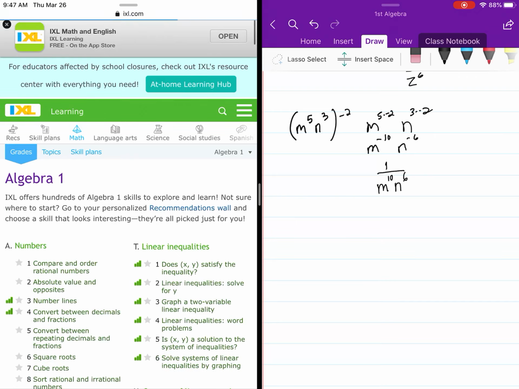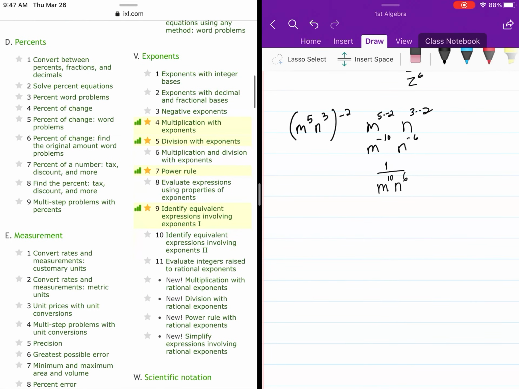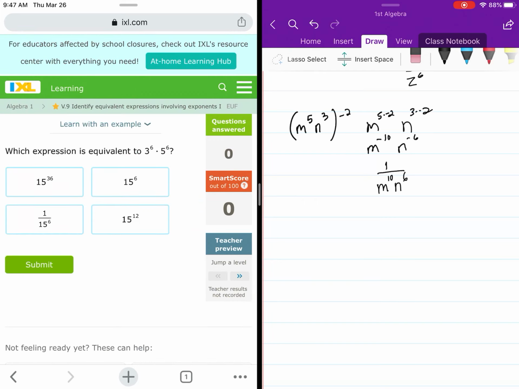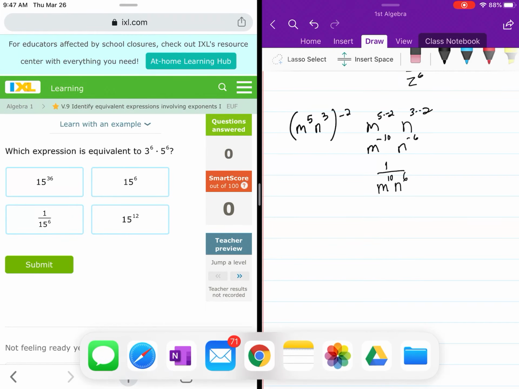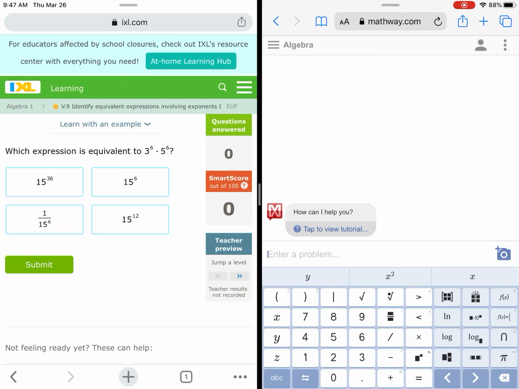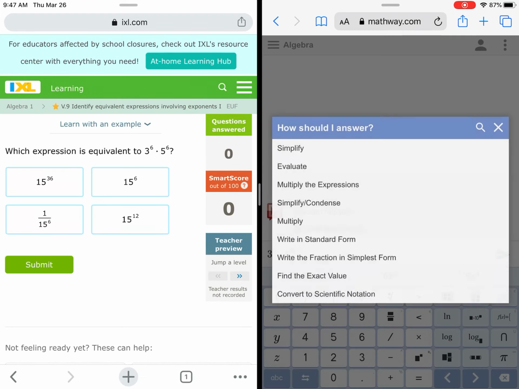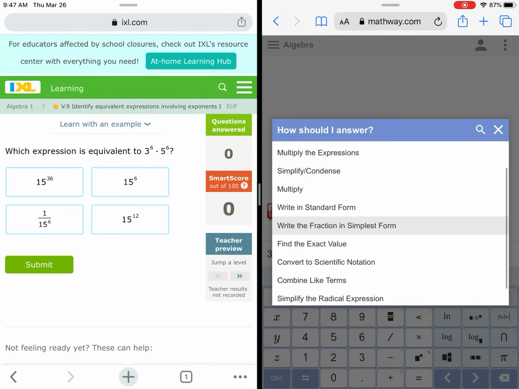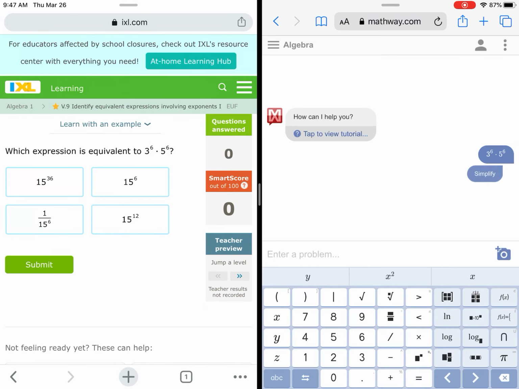Okay, now we're going to go back and work on section V9 real quick. On these examples, what I recommend is you go ahead and use Mathway. On Mathway, you can type this in exactly like it is there. So we have 3 exponent 6 times 5 exponent 6. Hit enter. I just want us to simplify it. What that gives me is this number right here.